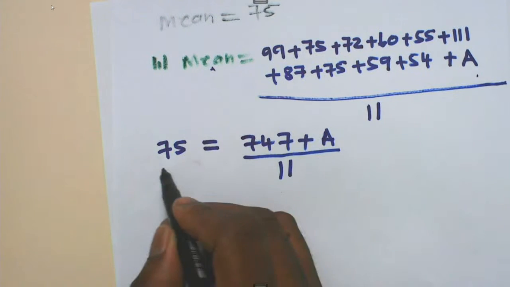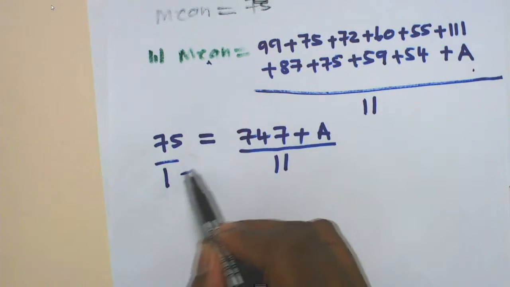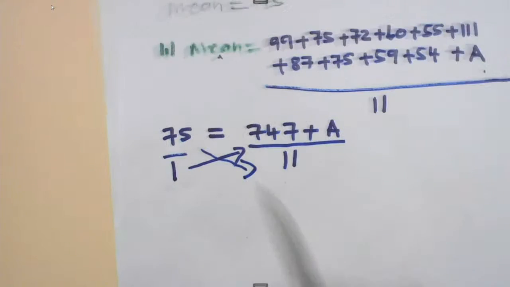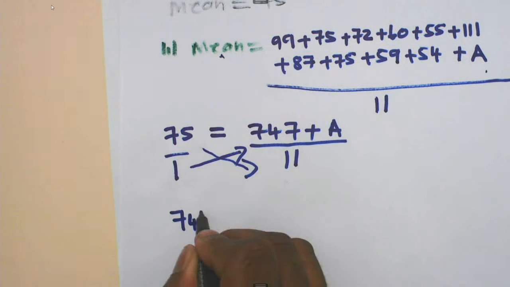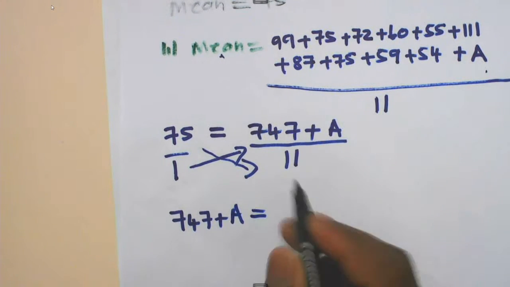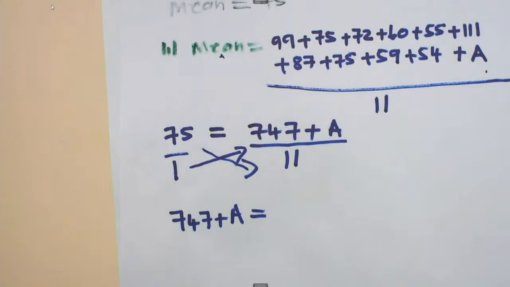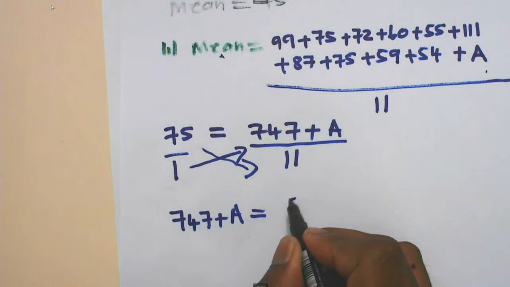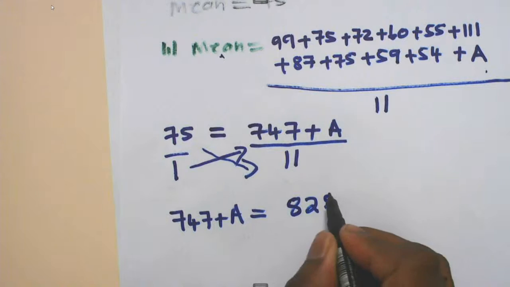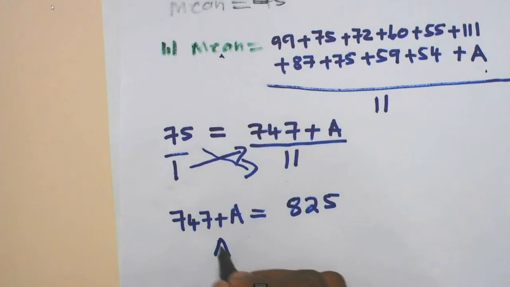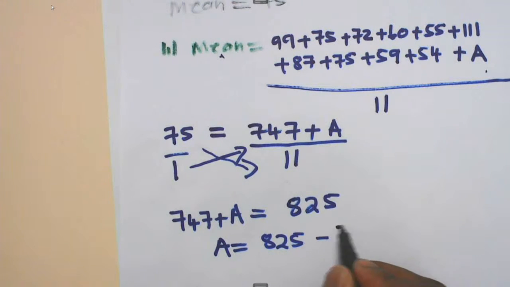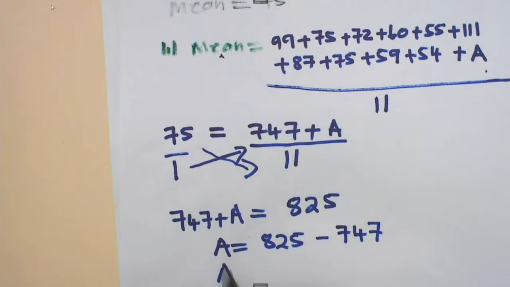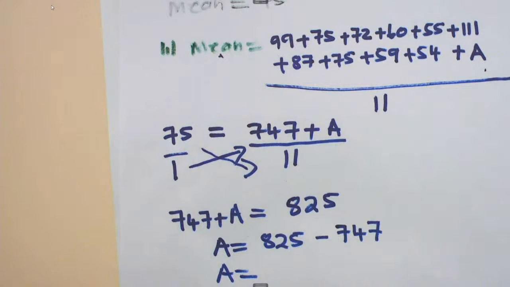Remember, we are looking for A. So we cross multiply: 747 plus A is equal to 75 multiplied by 11. If you multiply 75 by 11, it gives you 825. Then A is equal to 825 subtract 747. The value of A will be 825 minus 747, which is 78.